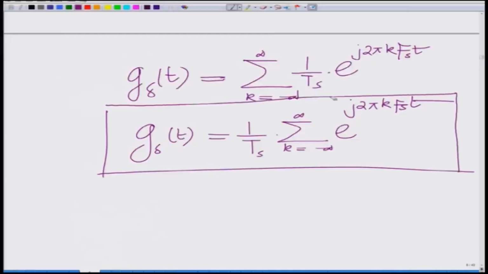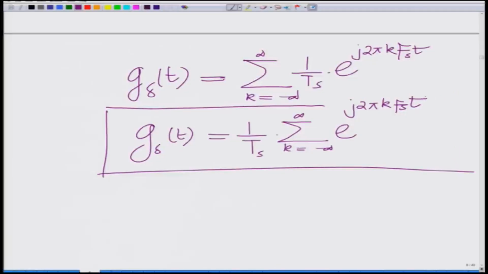This is basically your discrete Fourier series representation, correct. And now, from this discrete Fourier series representation, we can find the Fourier transform, and that is simple.